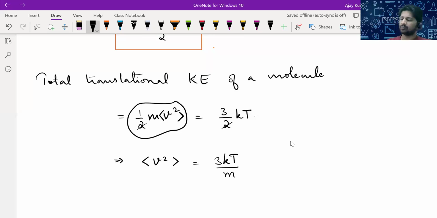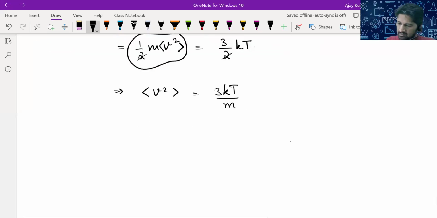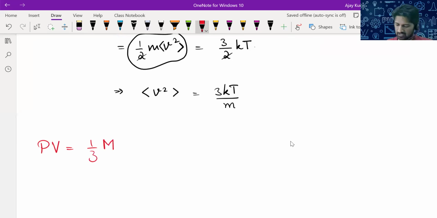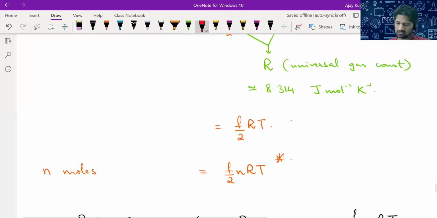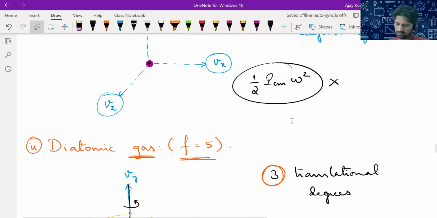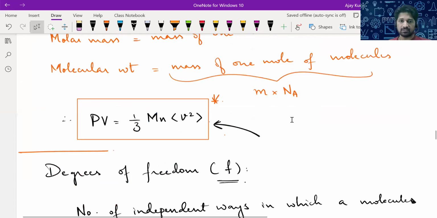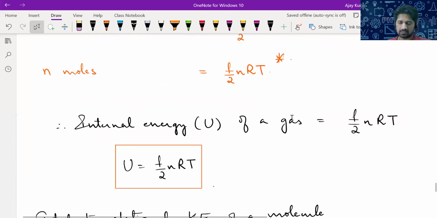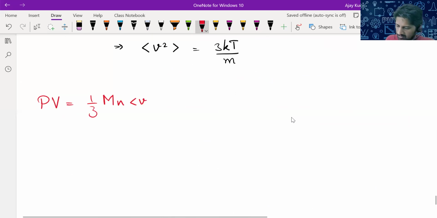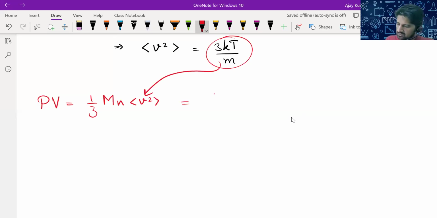We will put this back in the pressure equation that we had derived first. The pressure equation was PV is equal to 1 by 3 capital M n, where capital M is the molecular weight of the gas, and n is the number of moles of the gas. So PV is equal to 1 by 3 M n average of v square. In place of average of v square, we are going to substitute 3 kT by m. See what this becomes: 1 by 3, capital M is molecular weight, n is number of moles, average of v square is 3 kT divided by small m.